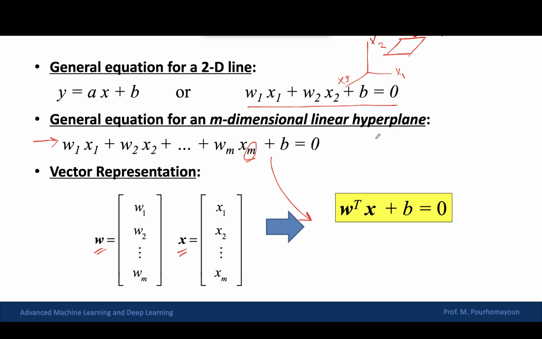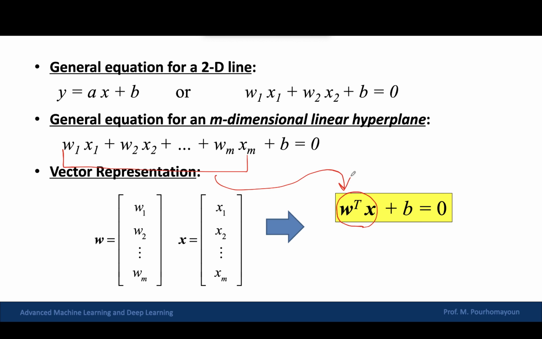W transpose means this vector, W1, W2, all the way to Wm times vector of X, all the way to Xm, okay? First row multiplied by first column, this one, okay? So this part is equal to this part. Okay, it's just compact version of the equation. Or equivalently, you can use dot product or inner product that I talked about last week.